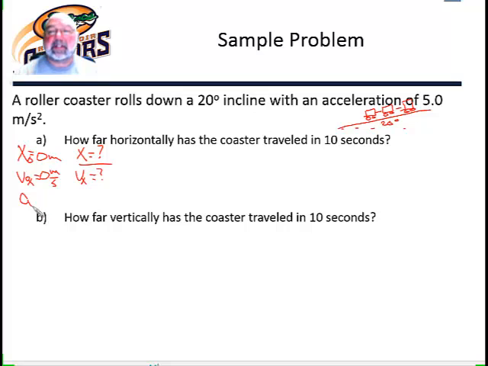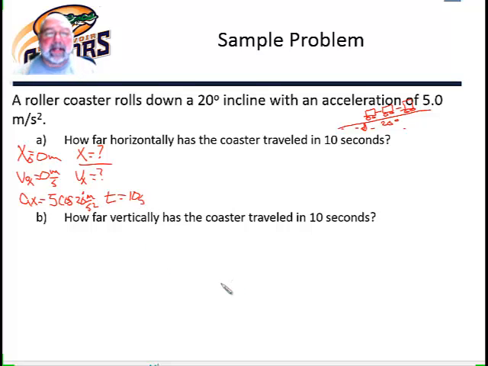The acceleration in the x direction, well, now this is the component, or this is the vector, 5 meters per second squared at an angle of 20 degrees. So this would be 5 meters per second squared cosine 20 degrees, since the side adjacent is what we're looking for. And the time was given as 10 seconds.